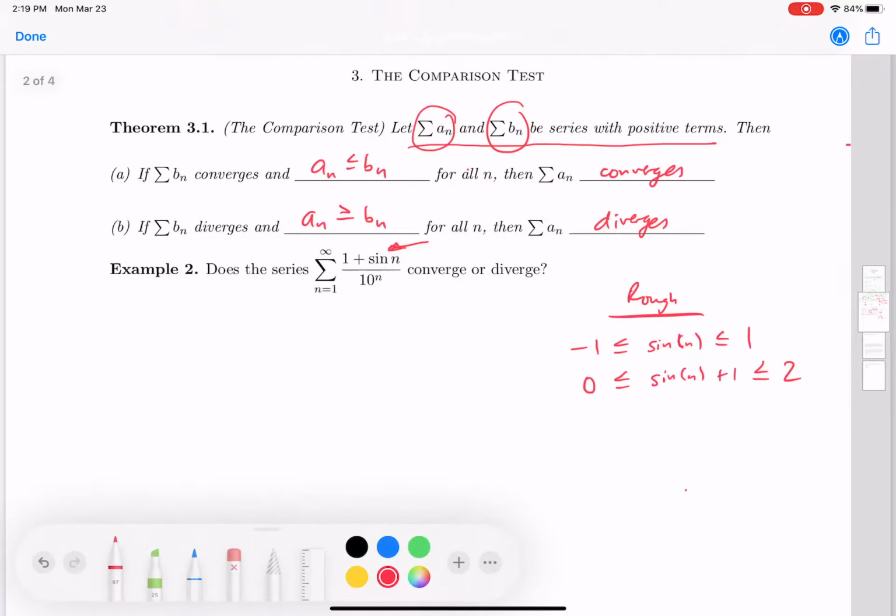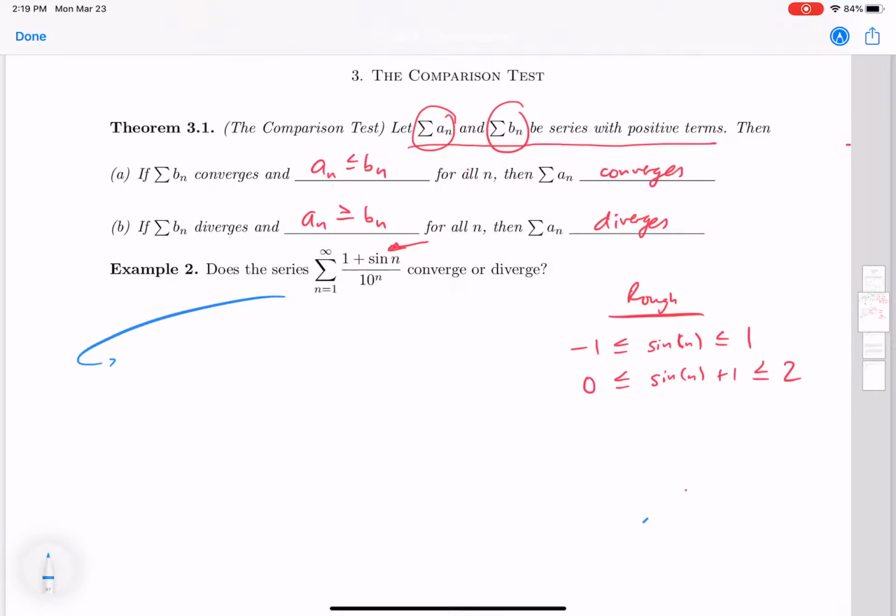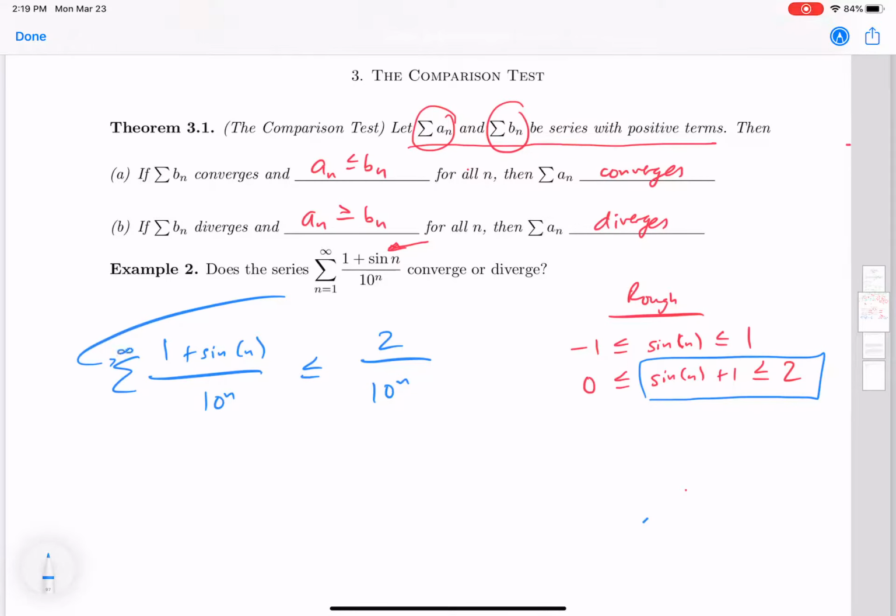Now I can go back to my originally scheduled series, and I can say that 1 plus sine n over 10 to the n is always going to be less than or equal to 2 over 10 to the n. Because I've got sine of n plus 1 less than or equal to 2, and then all I did was divide both of those by 10 to the n. Now I can put my series in front of it. If each of those terms is less than or equal to it, then the series is also going to be less than or equal to it.